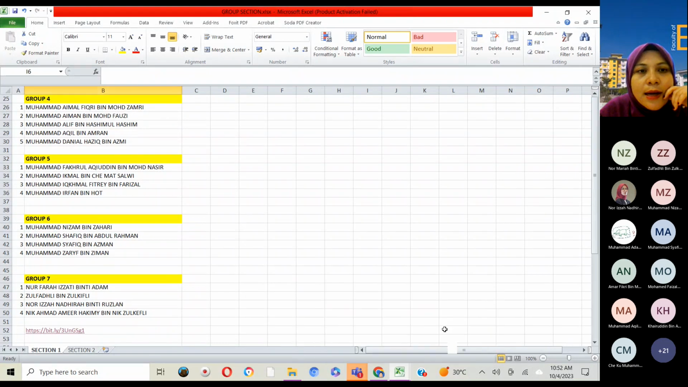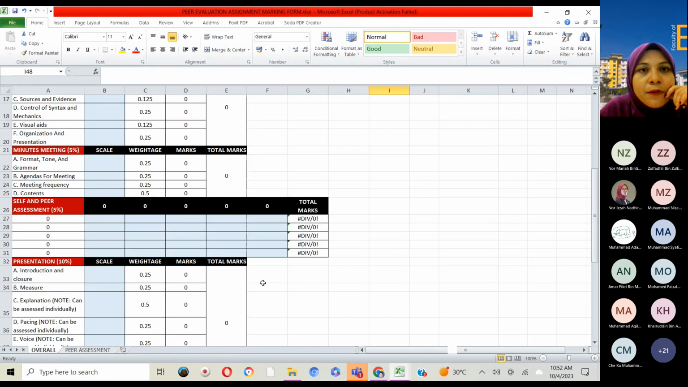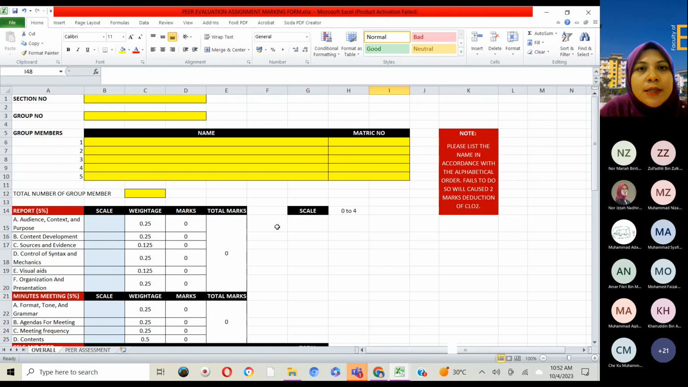Okay. And last is your peer review assignment, the peer evaluation assignment marking form. This one, as I said earlier, the individual marks will be different between others, right? It's based on your contribution, your commitment, your cooperation. So you have to evaluate your team members and evaluate yourself too. I know you will give yourself full marks but that's okay, you still have to evaluate. If you feel you did not contribute, don't put full marks. Right? Be honest. So basically, this one, I will share.